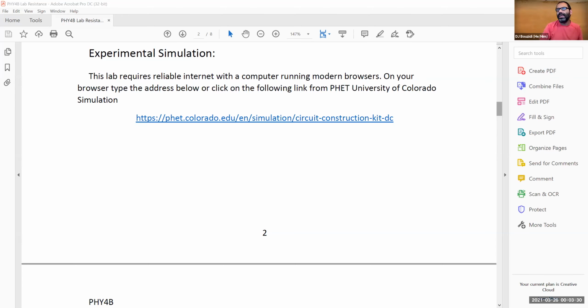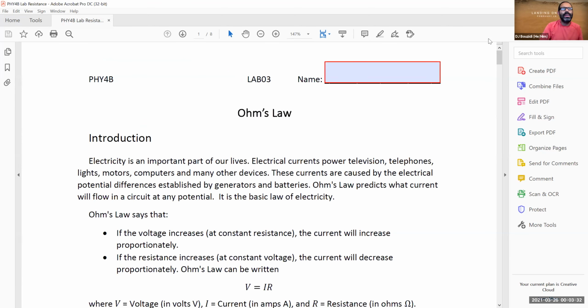Lab 3 resistance. So let me start from the beginning. Do you guys see what it says, lab 3 Ohm's law? Yes. Okay, very good. So basically, these are the instructions.